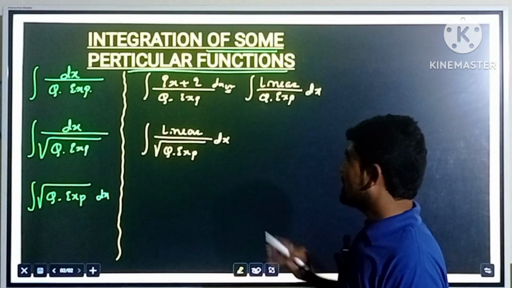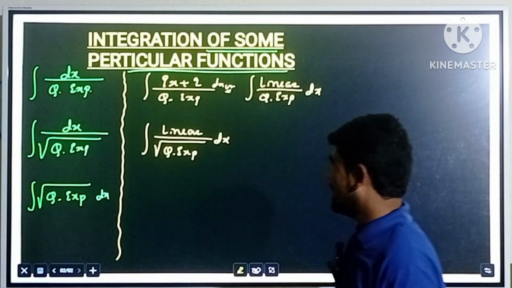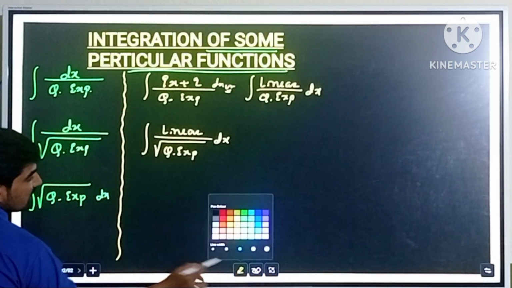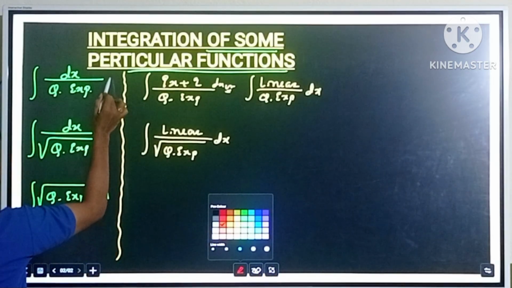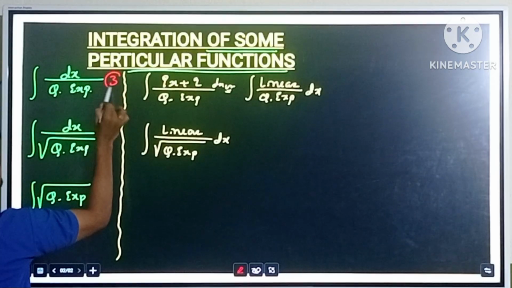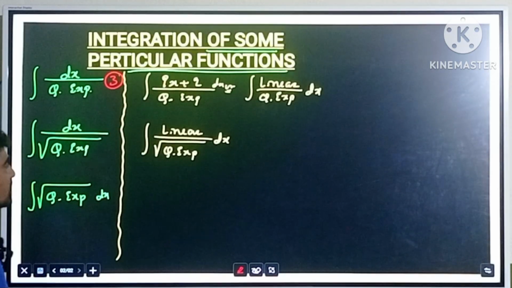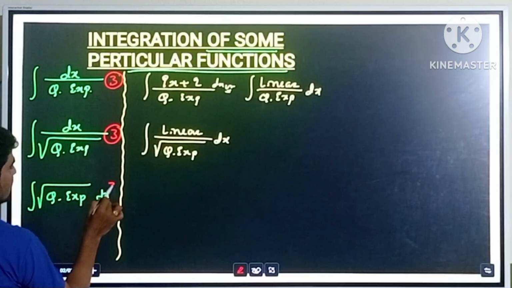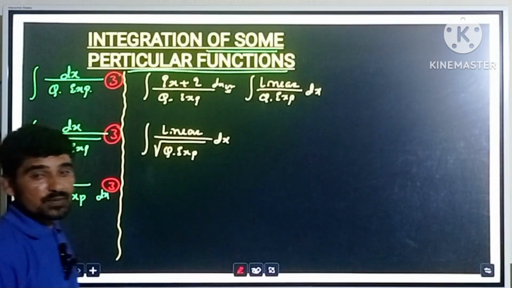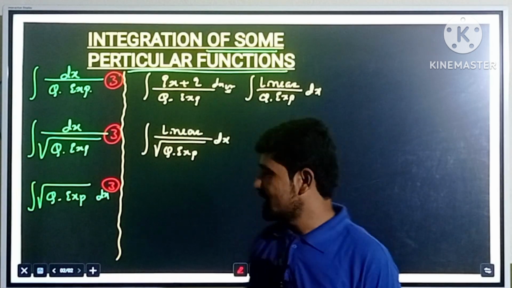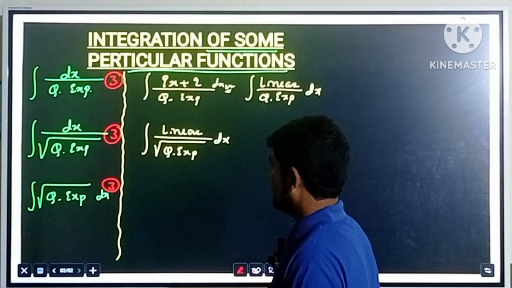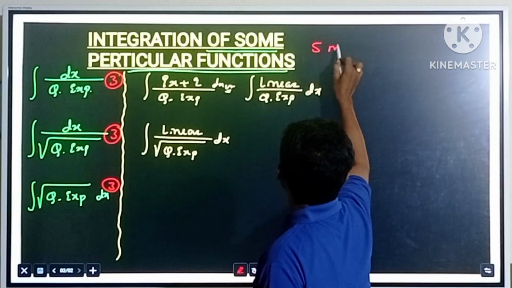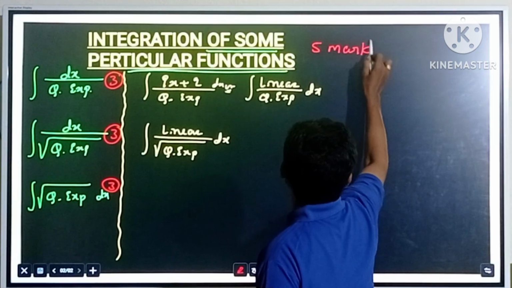So these are the formats of particular functions, and in this first format we have three different subformats, and in the second one also we have three subformats, and in the third one also we have three particular function formats. And one more thing, from this concept only you are going to get a 5-mark question in your annual examinations.